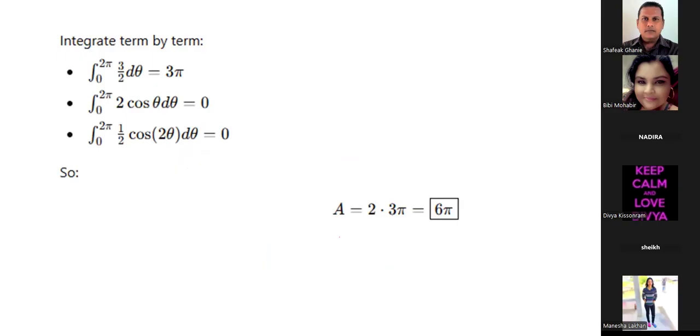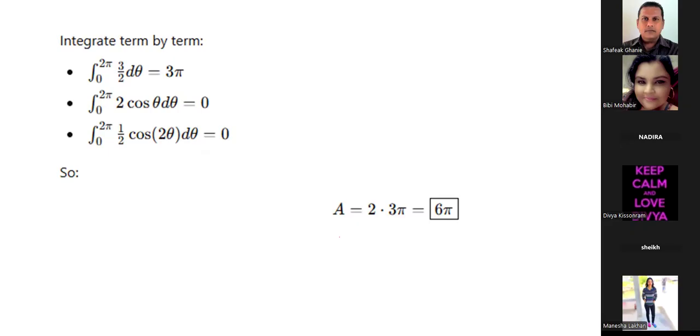Next, we combine the terms. So we have 3 over 2 plus 2 cos theta plus half cos 2 theta. This is what we have now. We integrate each term. We integrate 3 over 2 with respect to theta. We're going to have 3 over 2 times 2 pi, and that will give us 3 pi.